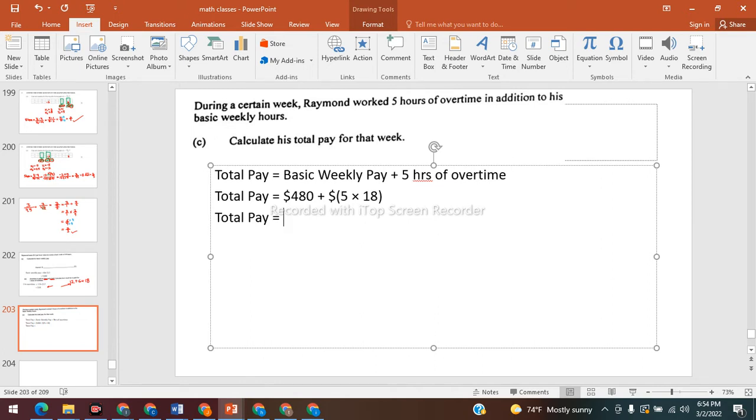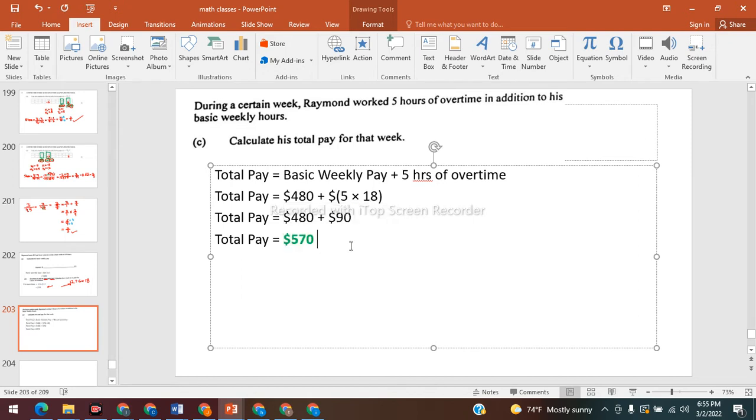So what is 5 times 18? $90. Yes, ma'am. So his total pay is going to be equal to $480 plus 90, which gives us what? 570. Very good. So that's his total pay.